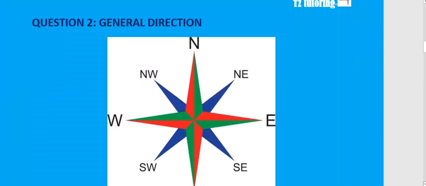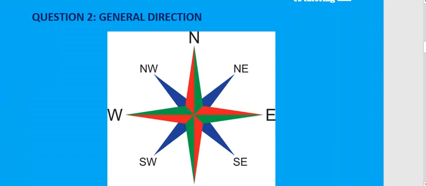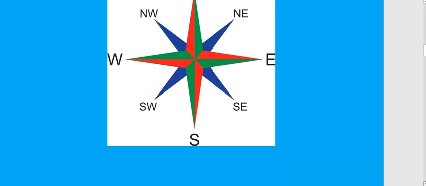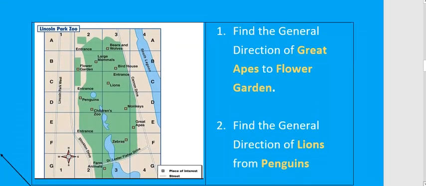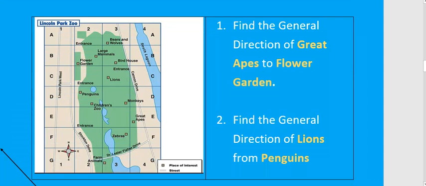Question 2 is the general direction. So in the exams, you might also be asked to find a general direction, and of course these questions are looking for you to give the general direction by looking at your compass. All right, so we use the compass to find the general direction.